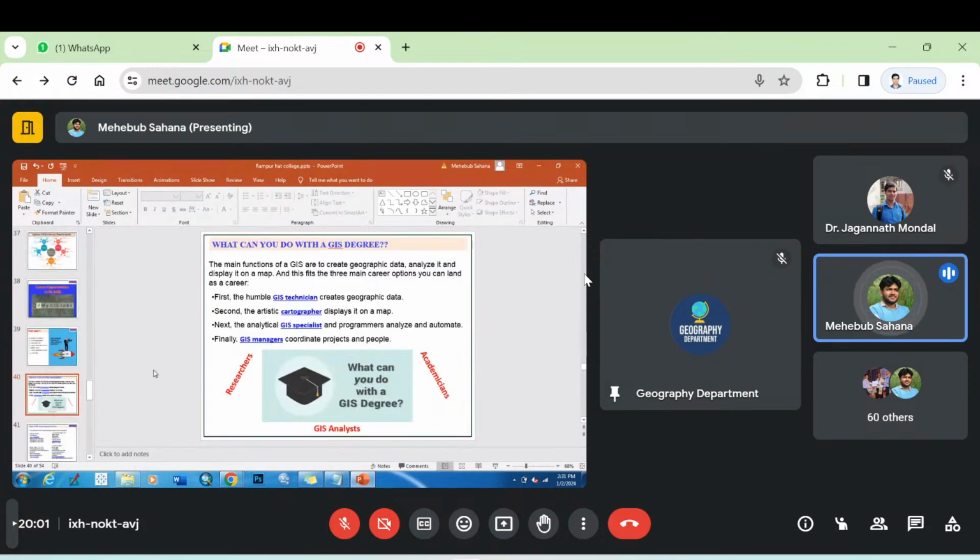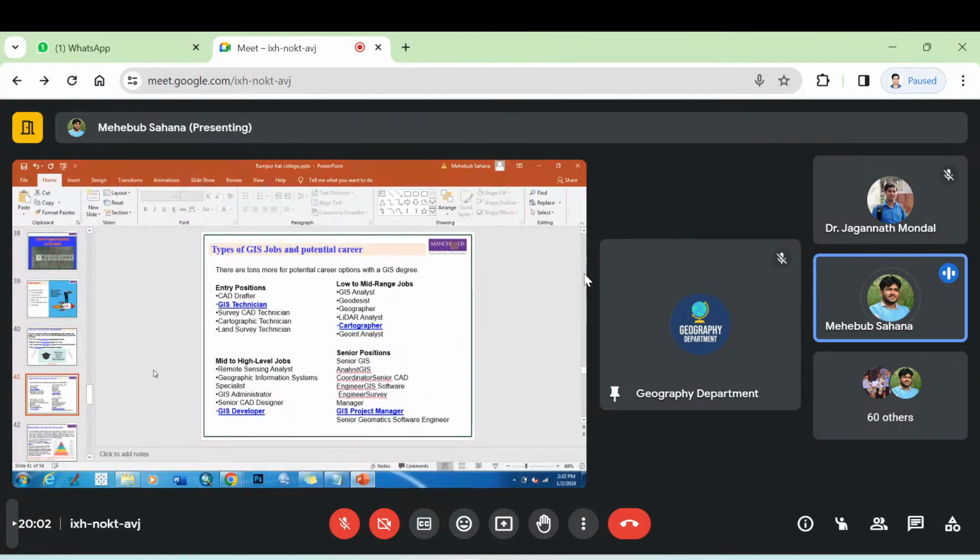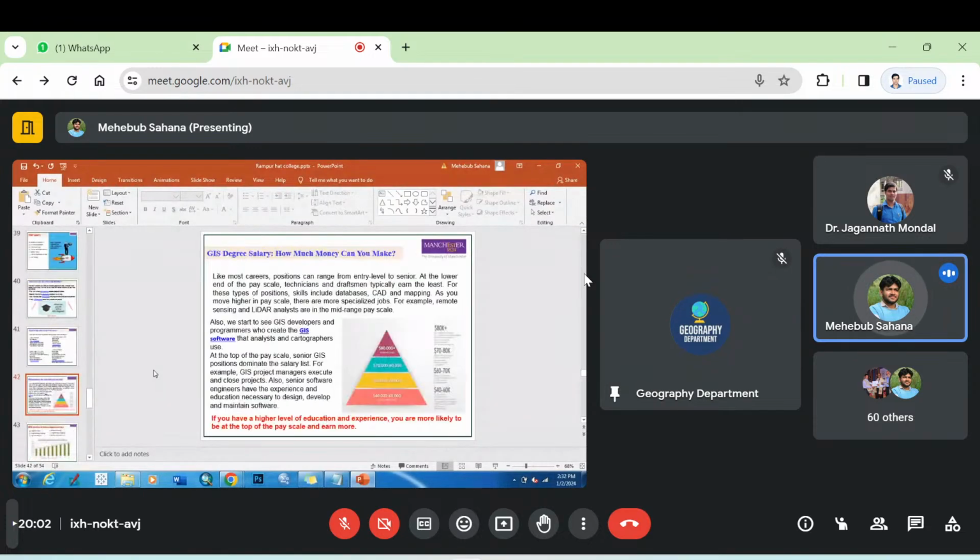So what you can do with a GIS degree: GIS technician, cartographer, GIS specialist, GIS manager. Here are types of GIS jobs and potential careers throughout the world. Entry positions. This is the job market. These types of jobs are available throughout the world. And you know, salary, how much money you can make. I just told that I know every month they earn 6 to 10 lakhs.